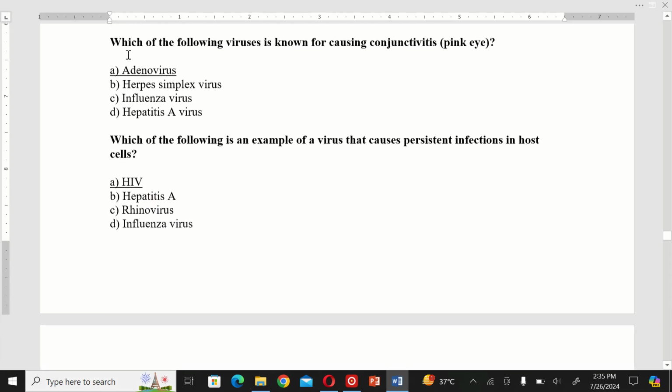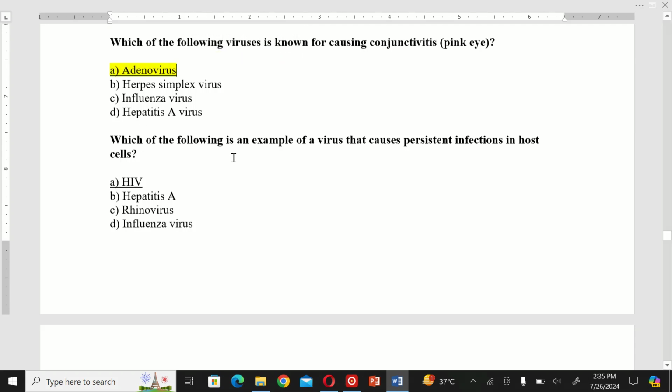The next MCQ is: which of the following viruses is known for causing conjunctivitis, pink eye? A. Adenovirus, B. Herpes simplex virus, C. Influenza virus, D. Hepatitis A virus. So the correct option is A.